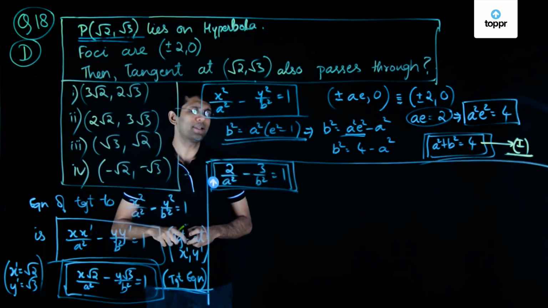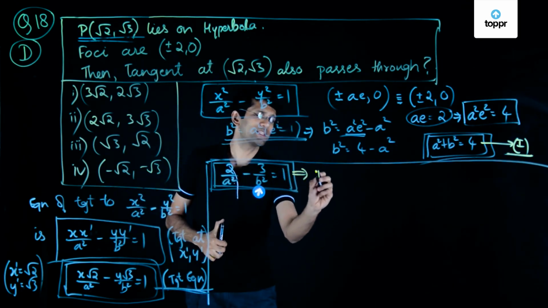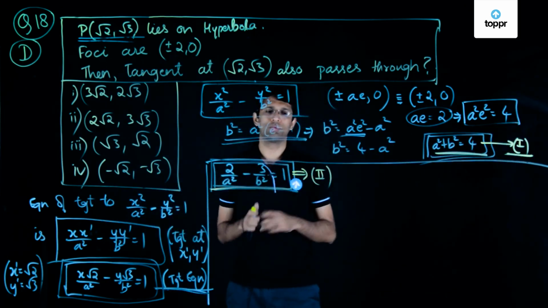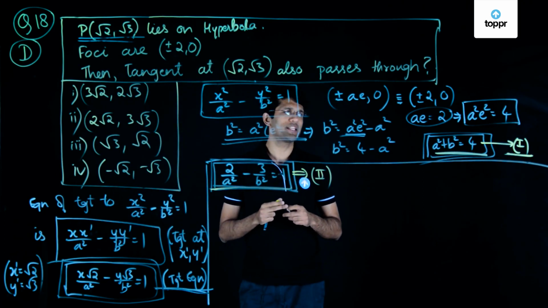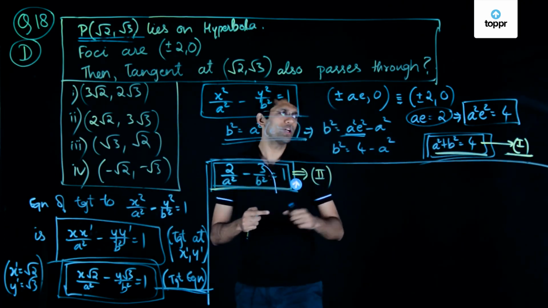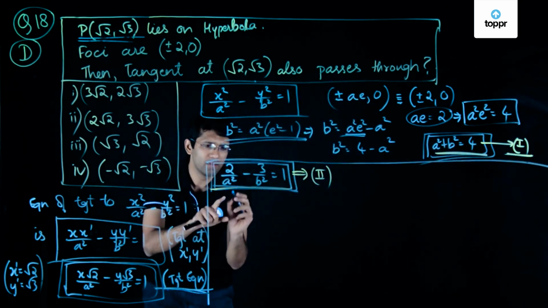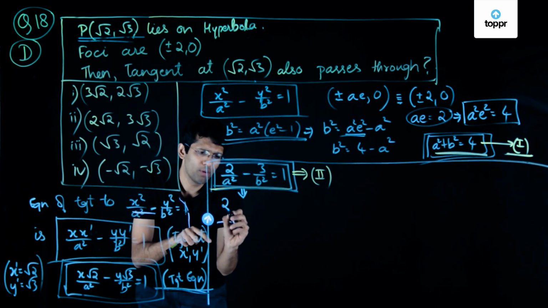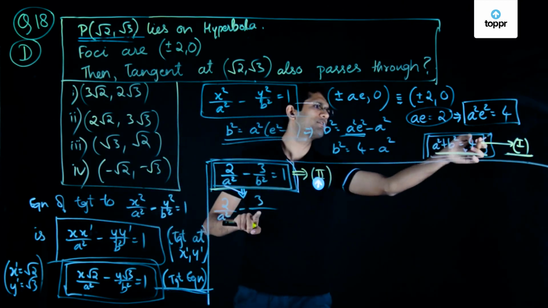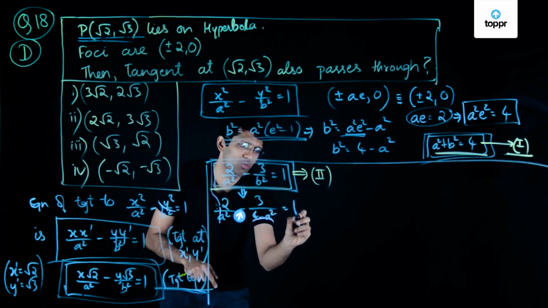Note that this was our equation 1 and this becomes our equation 2. So now this is equation 1 and this is equation 2. And now let us see how we can solve these two equations simultaneously. Well, because we can substitute b square is equal to 4 minus a square, we will now write: 2 upon a square minus 3 upon b square. Now b square can be written as 4 minus a square. So I'm writing b square as 4 minus a square here and equating this to 1.